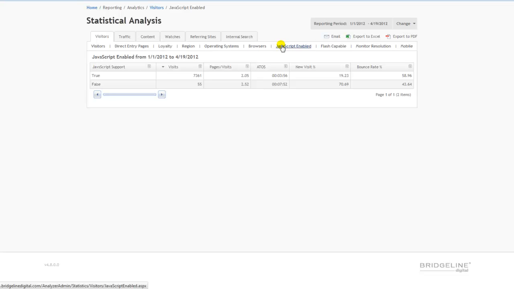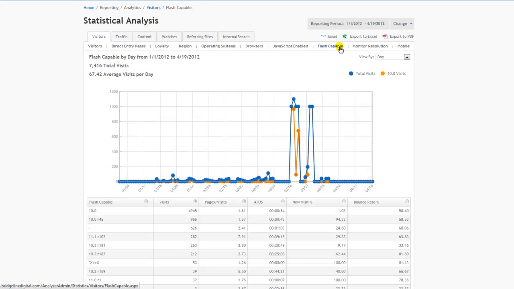This is just simply important if you have JS on your website. If you have a lot of people visiting your site who don't have JavaScript enabled, you might want to consider removing the JavaScript. Next, Flash capable. Same exact definition as the previous, JavaScript enabled. If you have a lot of people coming to your website who don't have Flash enabled, you might want to consider not having Flash a part of your website. That being said, Flash is already starting to be looked at as a legacy technology, as it is very un-SEO friendly.